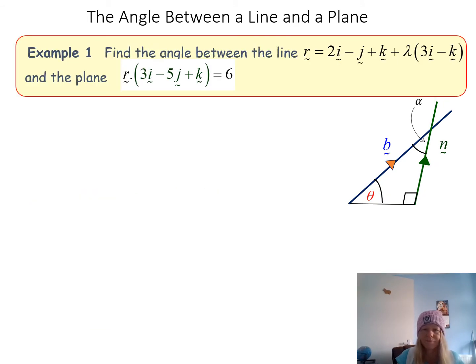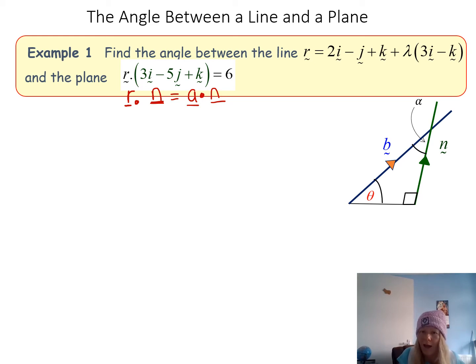Here's a question. Find the angle between the line and the plane. So let's just remind ourselves of the equations here. This thing is a plane. It's in the form R dot n, so that's your perpendicular vector to the plane, equals A dot n. We know that A dot n ended up as 6. And R was just the general point x, y, z. So n must be 3, minus 5, 1.